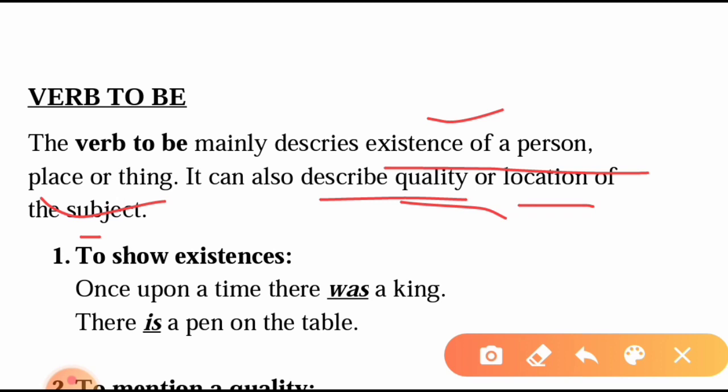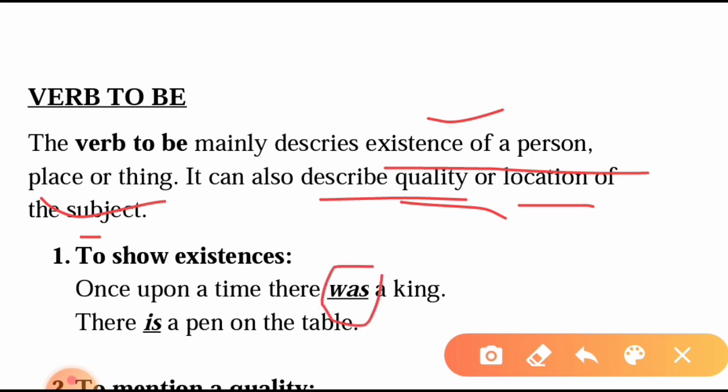So now let's talk about all these things in detail. The first is to show existence. When you are showing existence, you have to use verb to be. How can we use that? You can see the example. Once upon a time there was a king. So was here is verb to be.